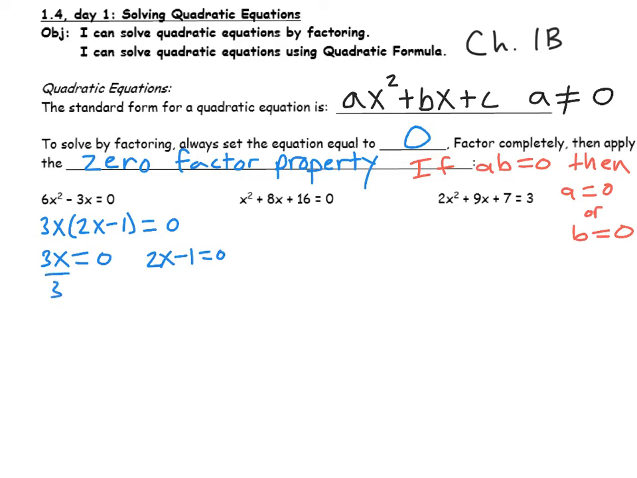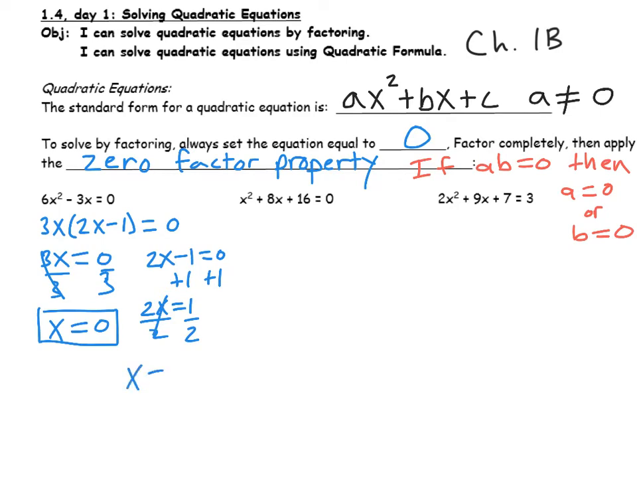But I divide both sides by 3 here. I get x equals 0. That would be one of my x-intercepts. Here I'll add 1. And then divide by 2. And the other would be x equals a half, okay?